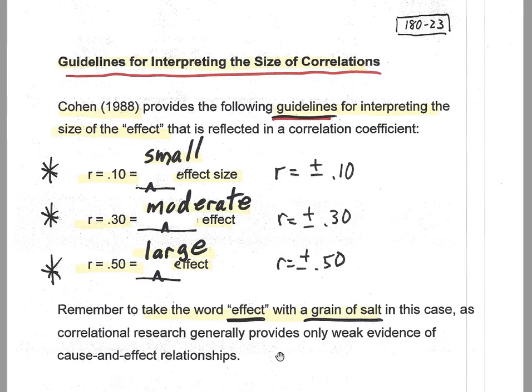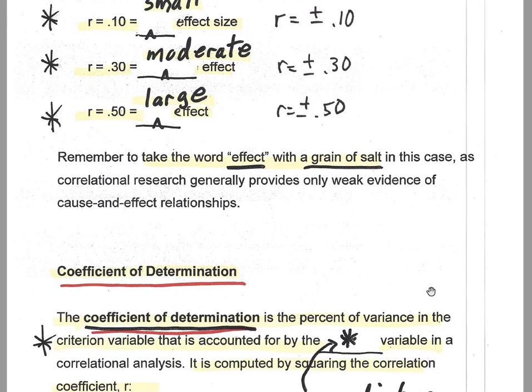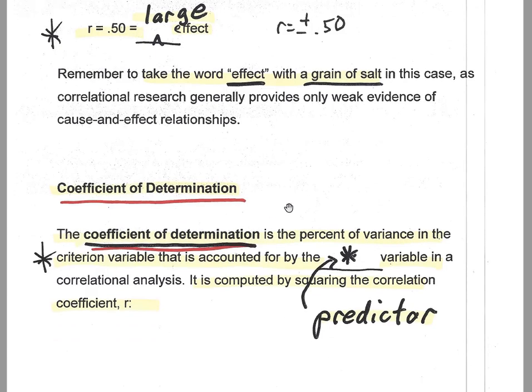Now, you've heard me say this before, and I'll say it again. The word effect, take that word with a grain of salt in this case, because correlational research typically provides only weak evidence of cause and effect relationships. The term effect size is used in all kinds of research, including non-experimental research. It's okay to call it index of effect size. But remember, if all you did was a simple correlational study, you probably don't have much evidence of cause and effect.